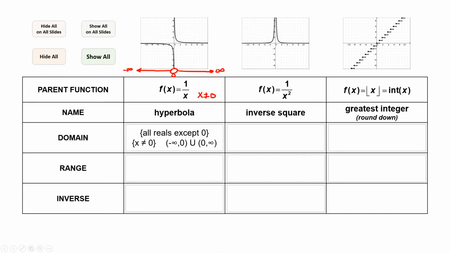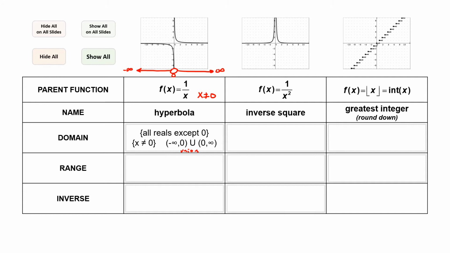We need to show that it's going to be all reals except 0. We can also write that as simply x not equal to 0. Or you can say negative infinity to 0, then 0 to infinity, using the little union symbol to include both intervals, and the parentheses skip the value of 0.